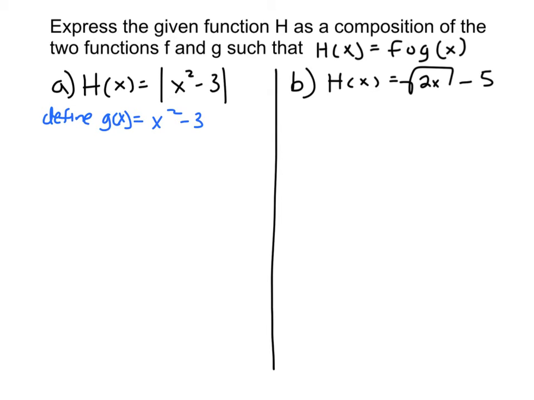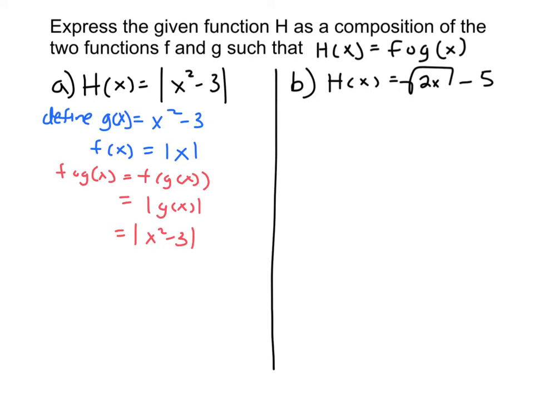So if g of x is x squared minus 3, then f of x would need to be the absolute value of x. Now you see how, if I were to plug this in here, what I would get is what I see here. You can test this yourself. What is f of g of x in this case? This would be the absolute value of g of x, which is the absolute value of x squared minus 3. That's exactly what you see up here, so you have a right answer. So this would be your answer.